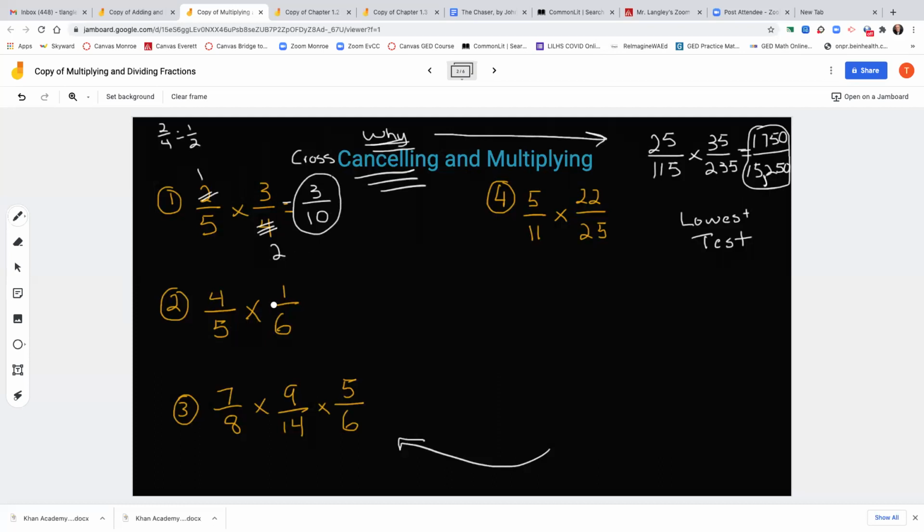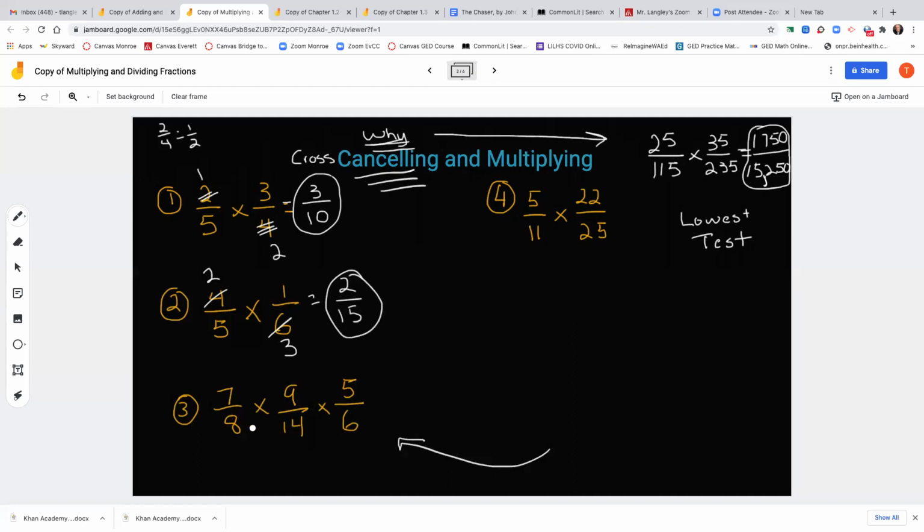Look at this one down here, number 2, 4/5 over 1/6. I look at 4 and 6 and I ask myself, can I reduce those? Can anything go into both of those? Yes. I'm going to cancel, cross out the 4. 2 goes into it 2 times. Cancel the 6. 2 goes into it 3 times. 2 is the number that goes into both of these. Then you multiply straight across here. 2 times 1 is 2, and 3 times 5 is 15. Can that reduce? No. Final answer.